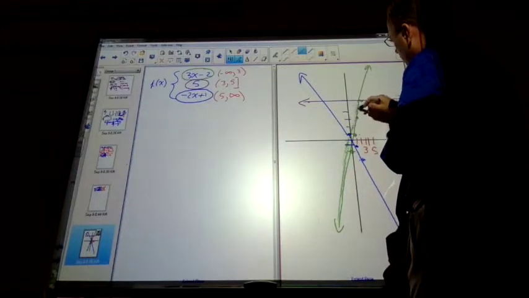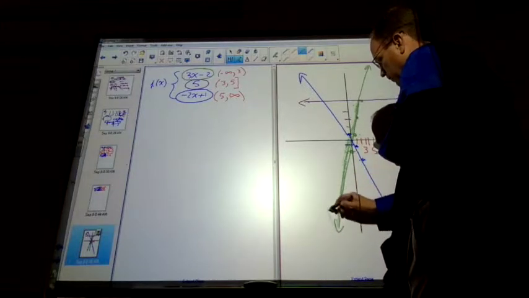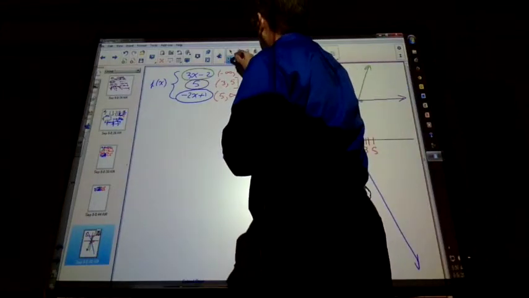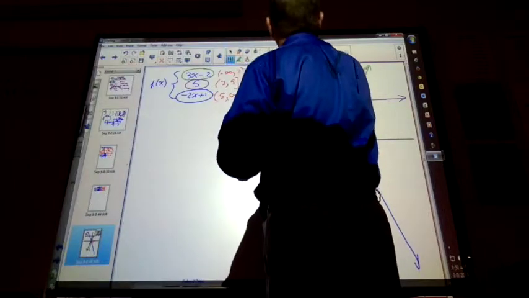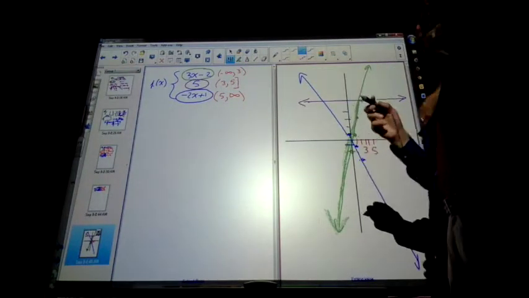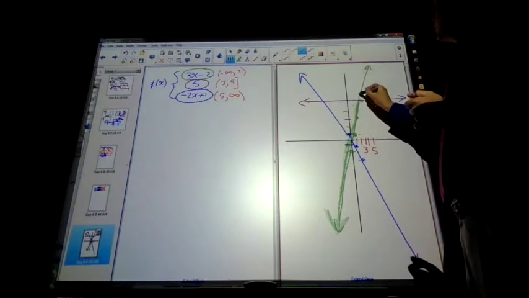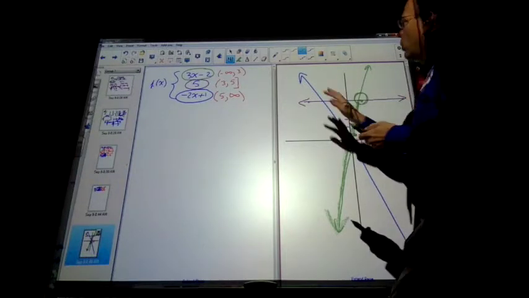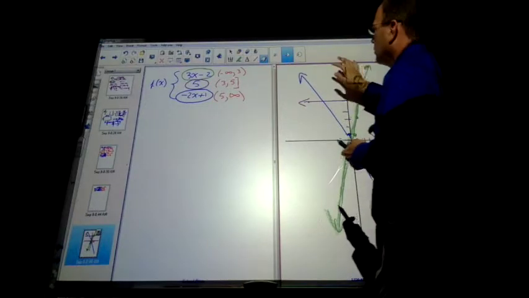So going all the way up to there. So now I'll go boom. I'm going up to 3. Is it an open circle or a closed circle at 3? Open is parenthesis. Okay? The rest of this portion of the line I'm going to erase. The rest of the green line I'm going to erase. I don't need this.